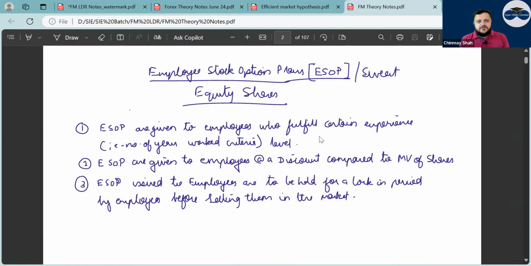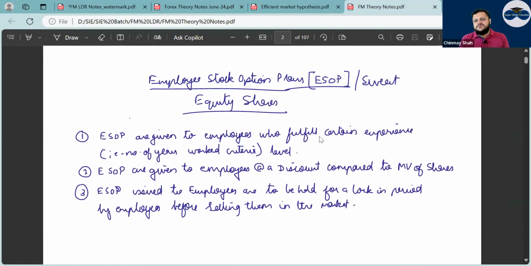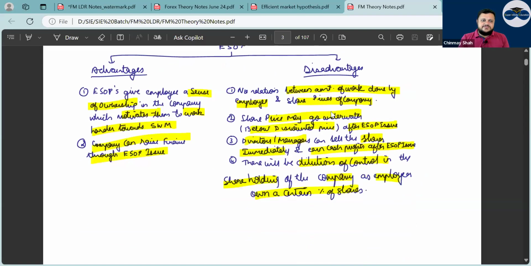ESOP, employee stock option. ESOPs are given to employees who fulfill a certain experience level, that is minimum 2 years, and ESOPs are given to employees at a discount rate. And ESOPs issued to employees are to be held for a lock-in period after they are given. But for some directors, it may not be the case, right? So you have advantages, disadvantages.